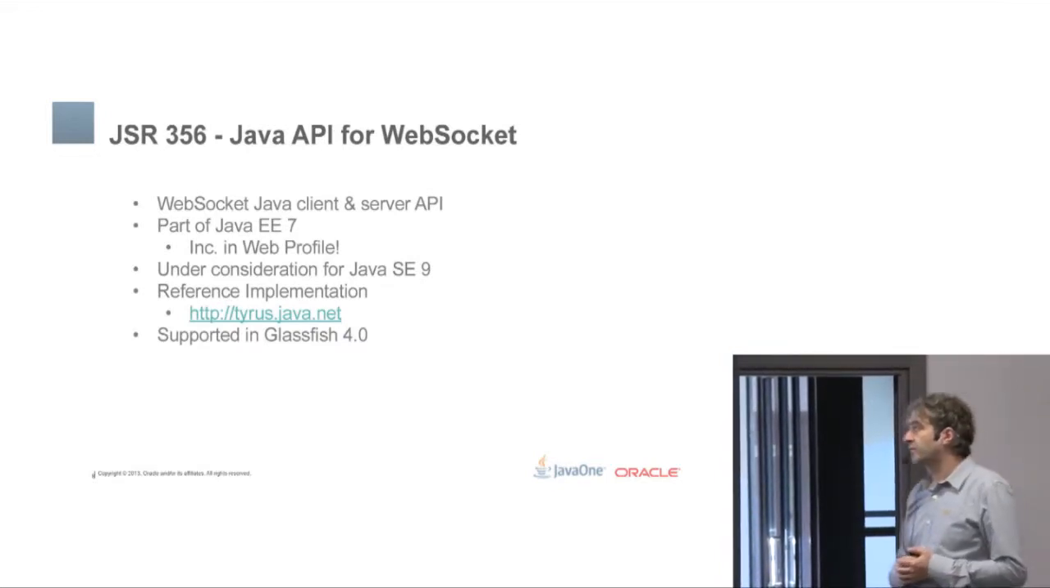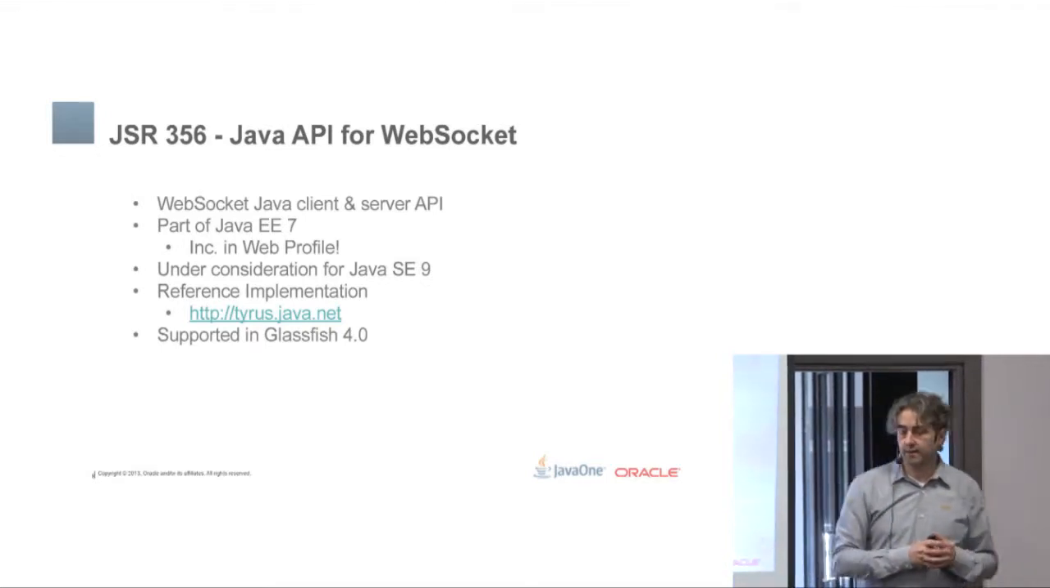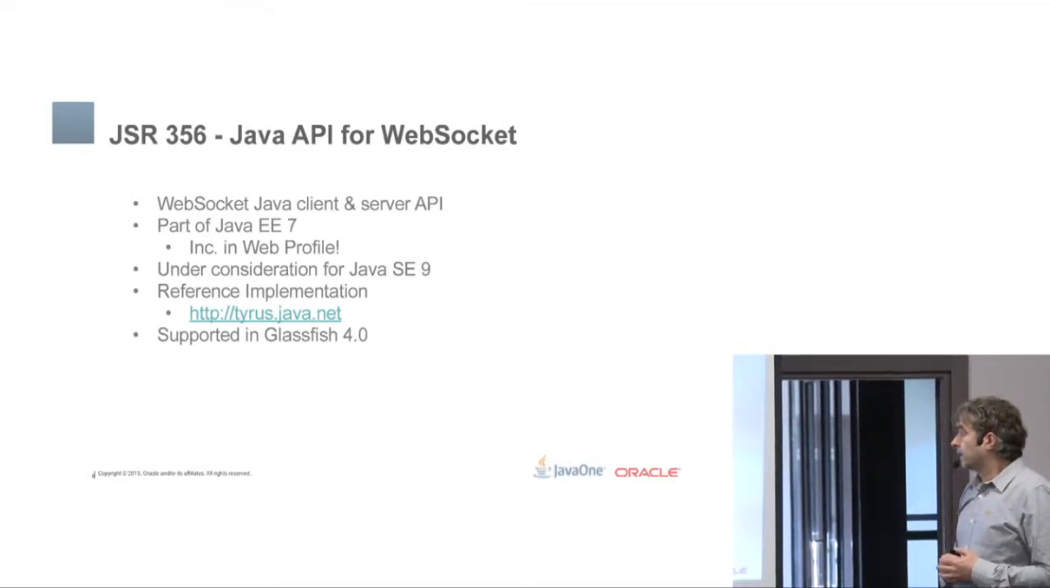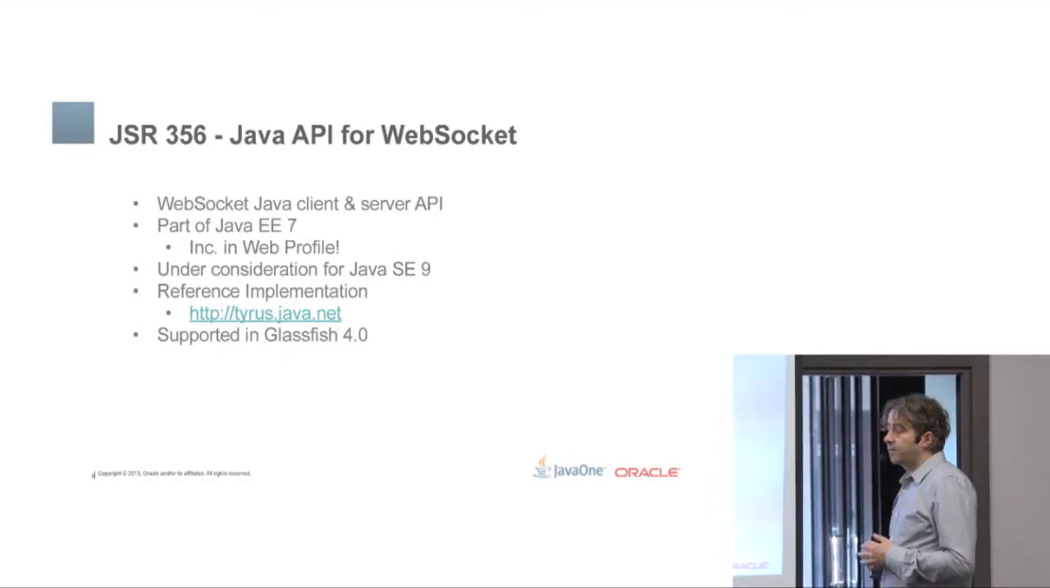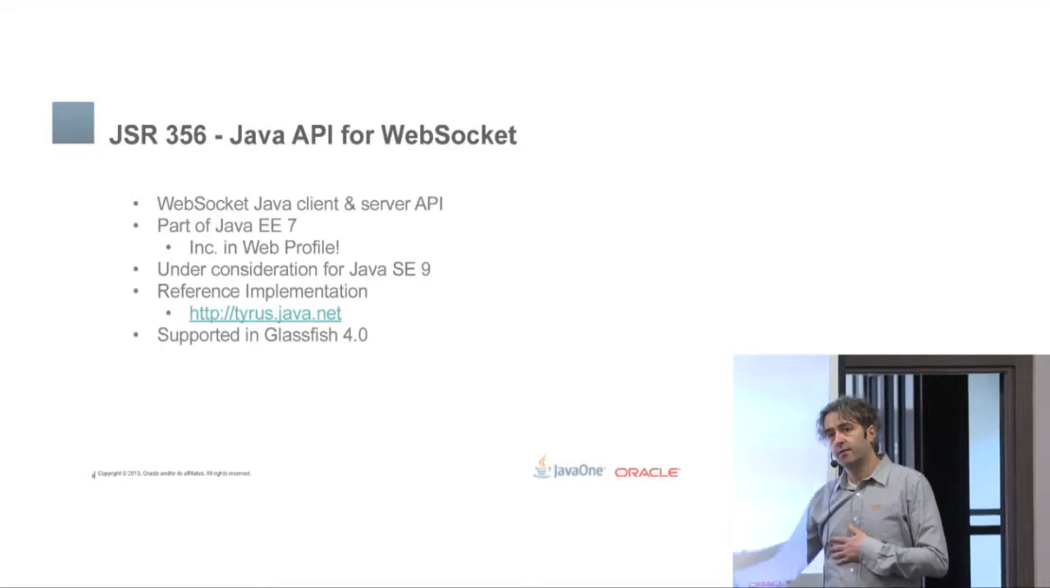So JSR 356, part of Java EE 7, but you can obviously use it outside of Java EE 7. It's a Java API to define WebSocket on the client side and on the backend side.